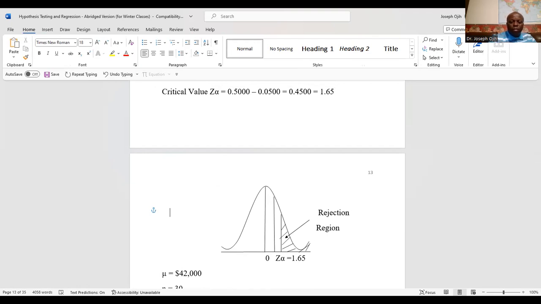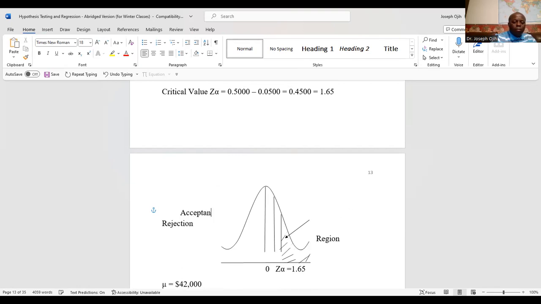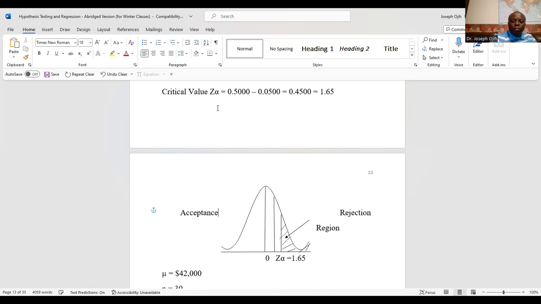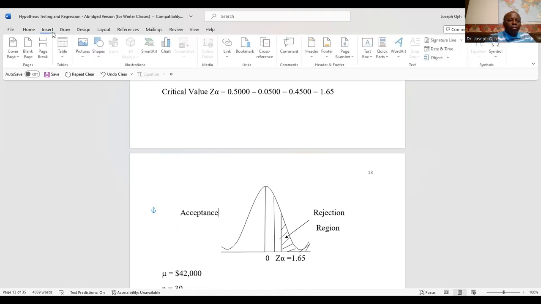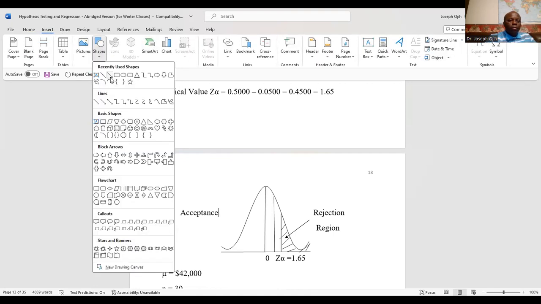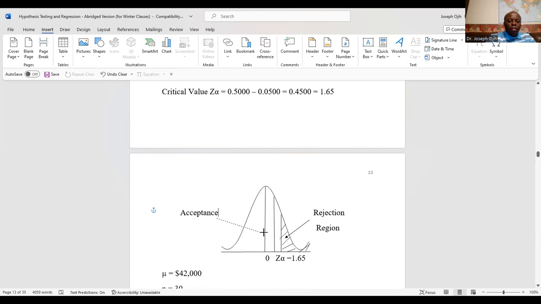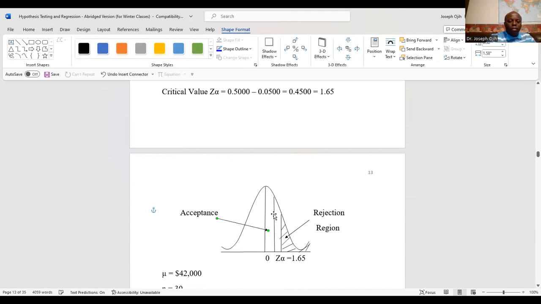Excuse me, acceptance region. Okay, acceptance. The acceptance region is going to be all this unshaded place. And our answer fell here, not in the rejection region.